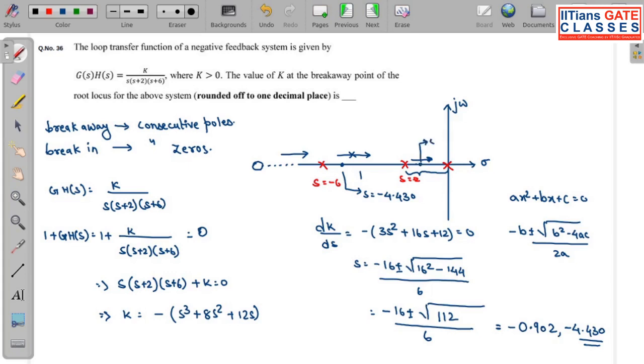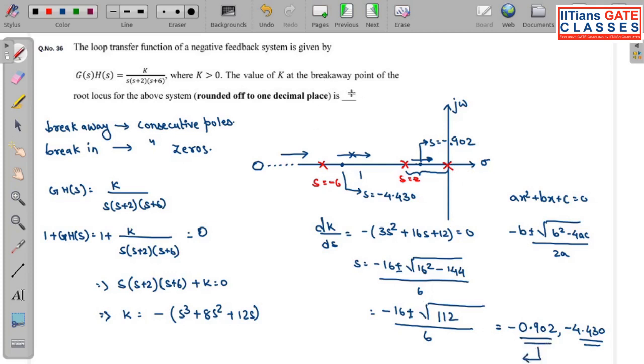So this is S equal to minus 9.902. What are the number of poles and zeros to the right of this point? We can see an odd number of open loop poles are here. Only one is there. So this is your valid root locus point.